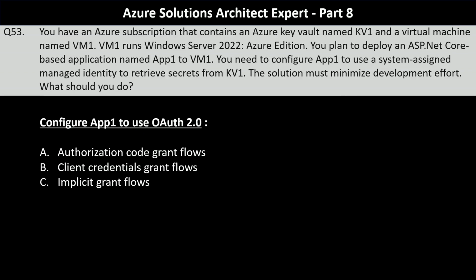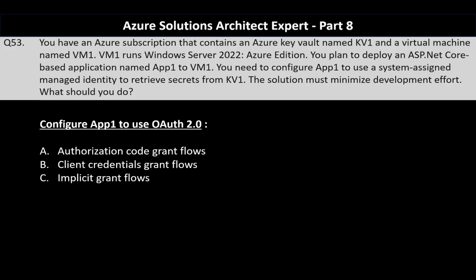Next question, friends. You have an Azure subscription that contains an Azure Key Vault named KV1 and a virtual machine named VM1. VM1 runs Windows Server 2022 Azure Edition. You plan to deploy an ASP.NET Core-based application named App1 to VM1. You need to configure App1 to use a system-assigned managed identity to retrieve secrets from KV1. The solution must minimize development effort. What should you do? And the first part of the question talks about configuring App1 to use OAuth 2.0.